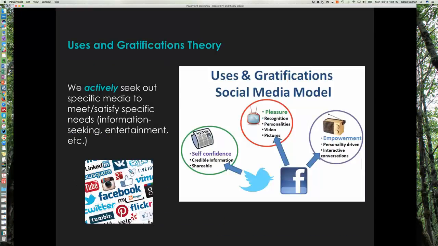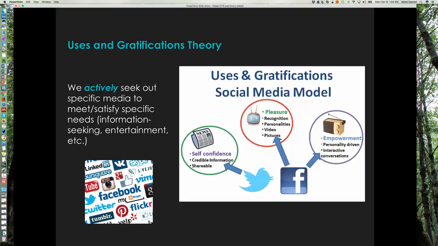There's another theory, I believe it's also talked about in your chapter 4, which is a great one, and it's this idea of uses and gratifications. We actively seek out a particular type of media to satisfy a need. The perfect example for me is seeking pleasure and things like that.